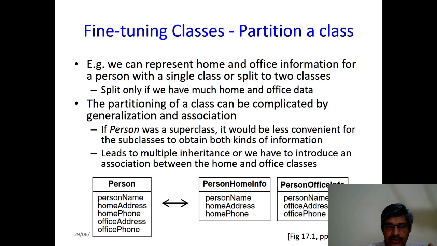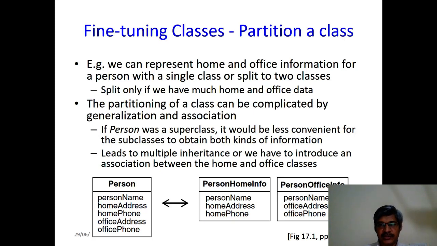The first way you can fine-tune the classes is by partitioning a class. So for example, here is a person class. This person has a person name, home address, home phone, office address, and office phone. This is the information in the person class.